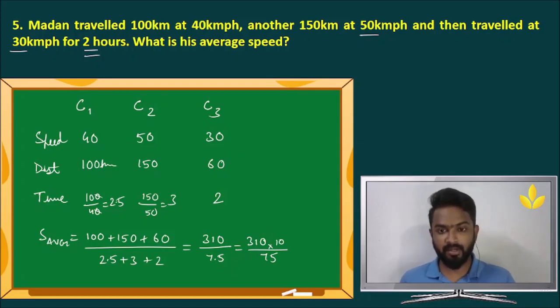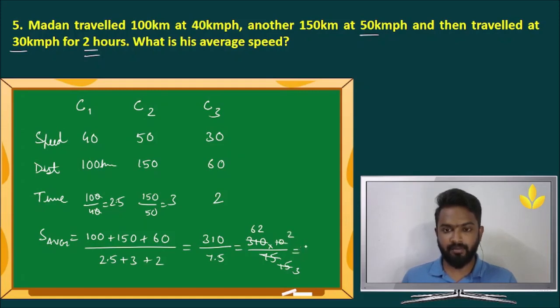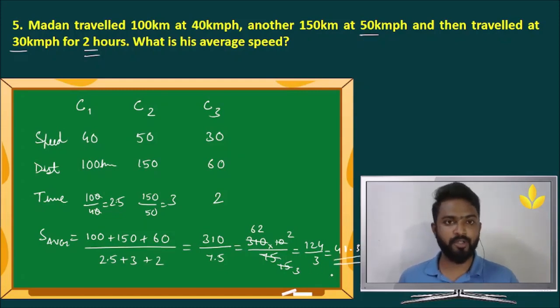Let's cancel things out. We have 5 into 15 is 75. 5 into 62 is 310. 5 3s are 15, 5 2s are 10. And that's it. So we have 124 divided by 3. If you convert it into decimal form, 3 4s are 12, 3 1s are 3, 41.333. That is the average speed. Let's move on to the next question.